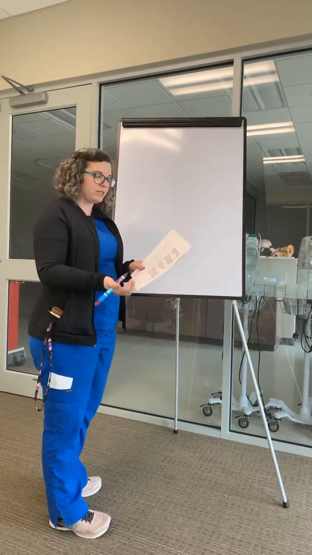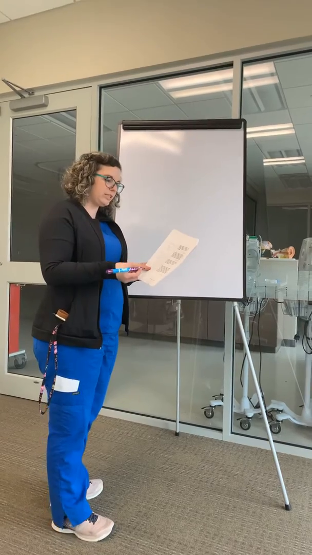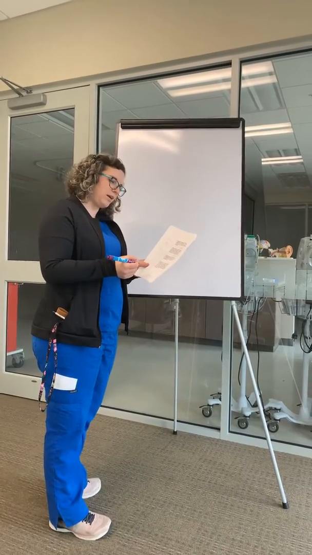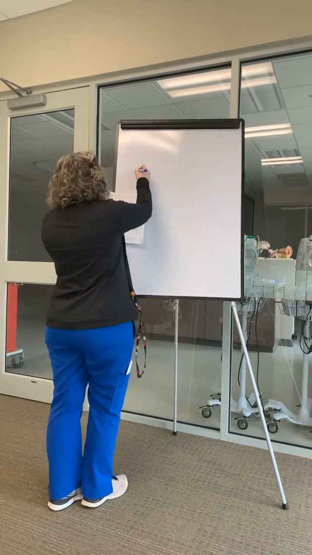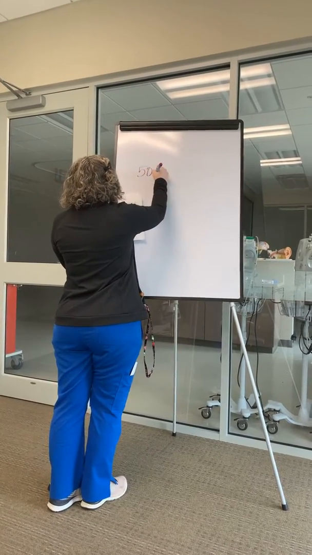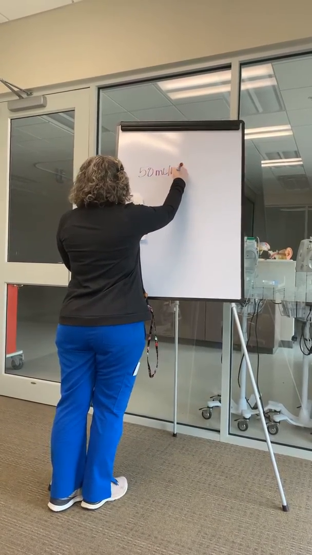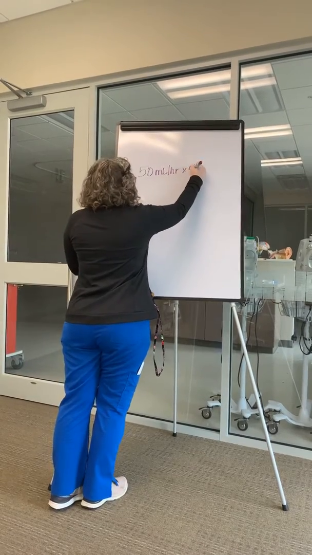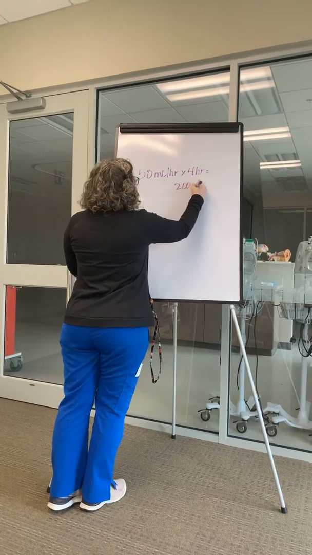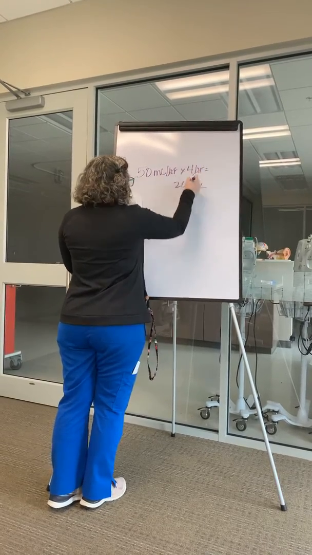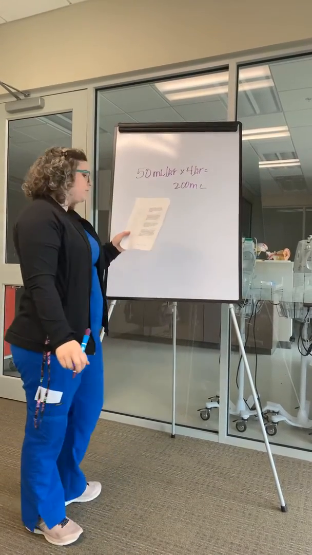So we actually don't need to dilute for this problem. We're just calculating that 4-hour time frame at that rate of 50 milliliters an hour. So you're going to take that 50 milliliters an hour times your 4 hours, and you're going to get 200 milliliters. So that's the max that they're going to be able to get. So that's the answer for number 7.